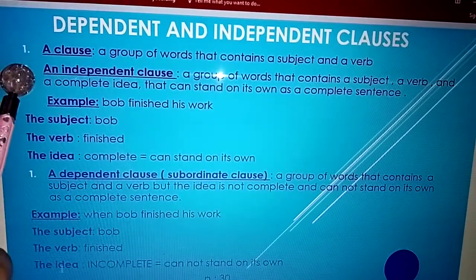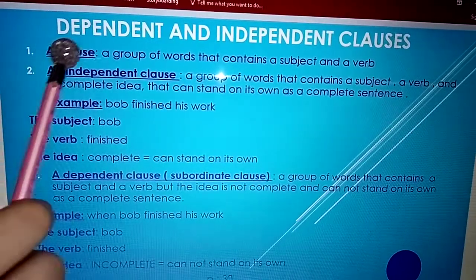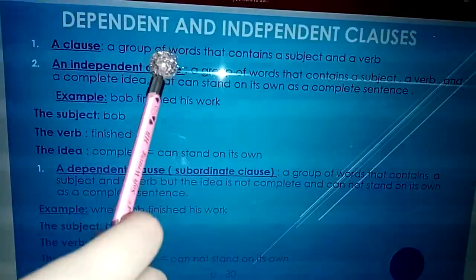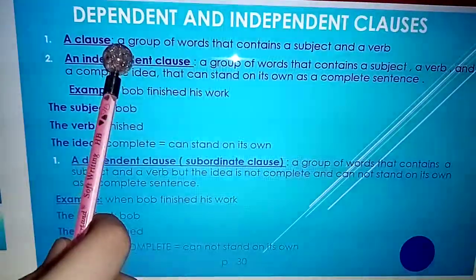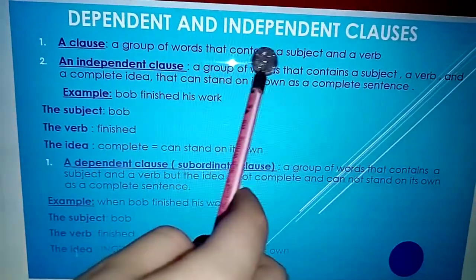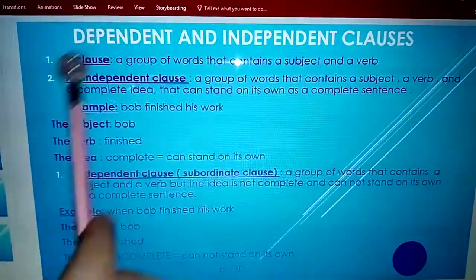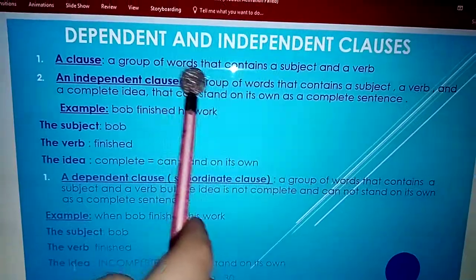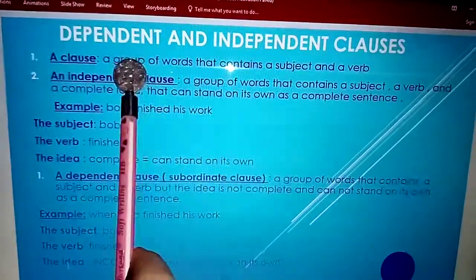Today we're going to talk about dependent and independent clauses. First of all, we're going to talk about a clause. A clause is a group of words that contains a subject and a verb. So a sentence that contains a subject and a verb is called a clause. Okay?